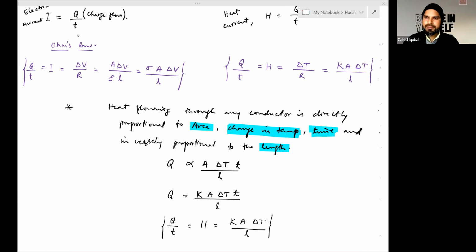Any doubt up to this part? Okay, so let's stop here for today. In the next class, we'll start with this part and I will explain the combination. Okay then. Thank you.